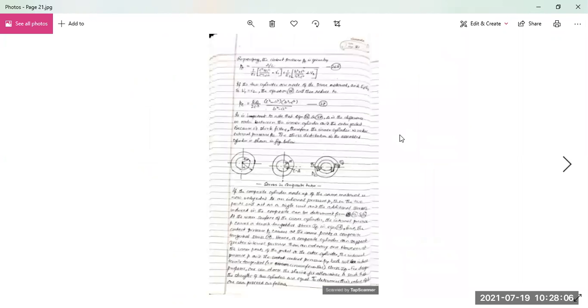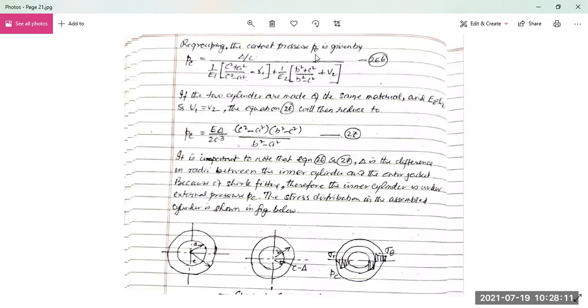So regrouping again, the contact pressure P0 or PC is given by delta divided by C1 plus C2, C1 minus C2 into V1, E2, 1 plus C square, V2. If the two cylinders are made of the same material, then E2 is equal to E1 and V2 is equal to V1. The equation will then be reduced to PC equals E into delta divided by 2 C square itself. And C square minus B square, these two are the same, so it is kept the same. And mu1, mu2 are the same.